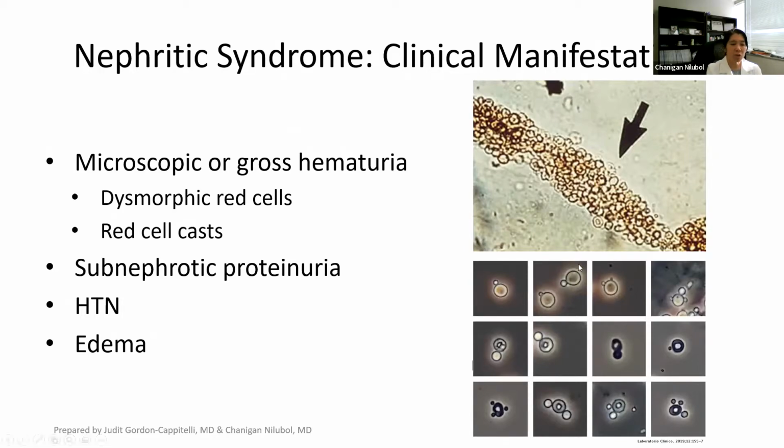If you have hematuria from a stone, or bladder cancer, or some bleeding along the urinary tract, you would not have dysmorphic RBCs. This is the result of the RBCs squeezing past the glomerular basement membrane. Okay.